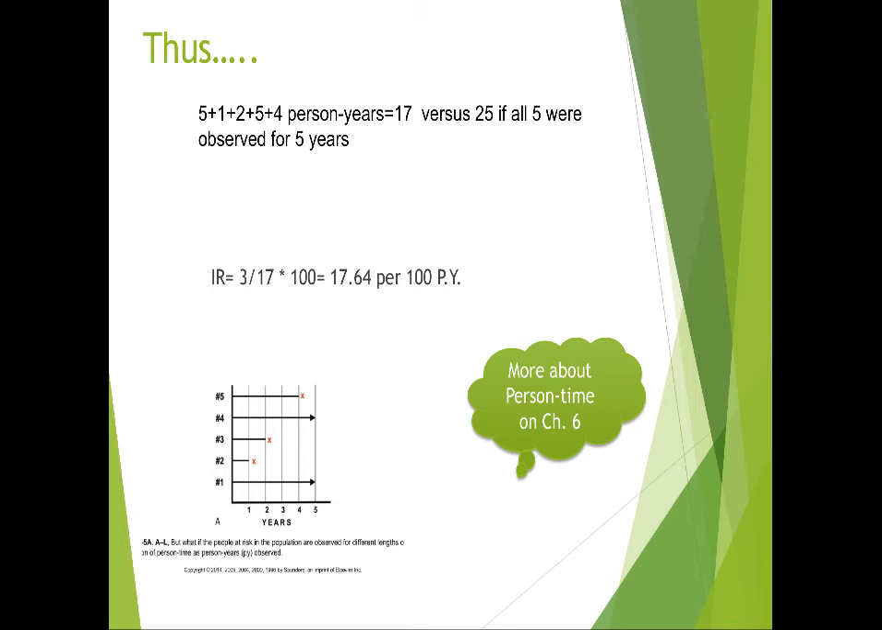To calculate the incidence rate, we divide the new cases of disease by the person years. In the figure above, the X represents new cases of disease at that time. So we have 3 new cases of disease, and the total person years is 17 as we calculated previously. Thus, the incidence density or incidence rate would be 3 over 17 times 100. That is the base that we're using. That means you have 17.64 per 100 person years, okay?